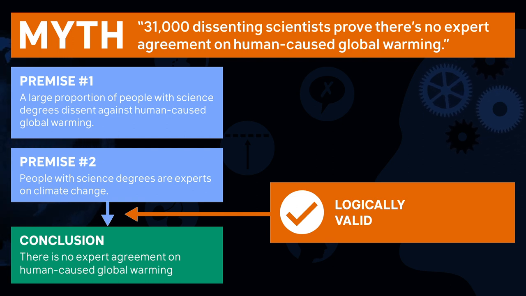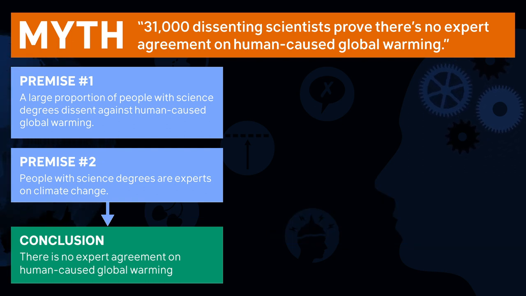Are the premises true? The first premise assumes that a large proportion of science graduates dissent against human-caused global warming. 31,000 sure seems like a large number, but millions of Americans got science degrees over the last half century. 31,000 is a fraction of 1% of science graduates. The use of a seemingly large number, 31,000, is a rhetorical technique known as magnified minority.